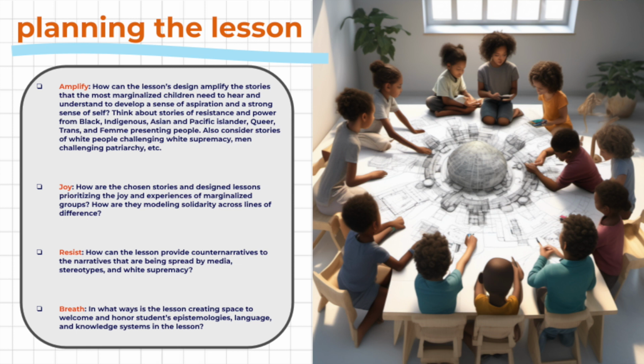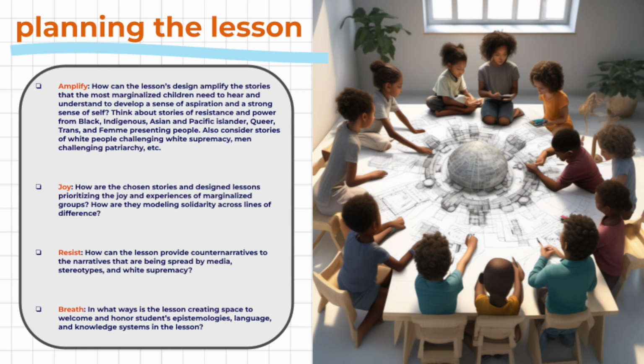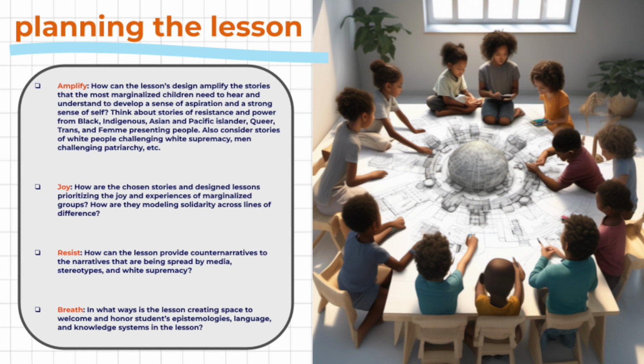So the first thing to think about is when we're planning the lesson. There are 4 areas that you want to think about when you're planning the lesson, and we're thinking about designing the margins and starting with ourselves. Who are we amplifying? Are we prioritizing joy? Are we showing spaces that we can resist? And how are we using breath and thinking of breath throughout our planning?